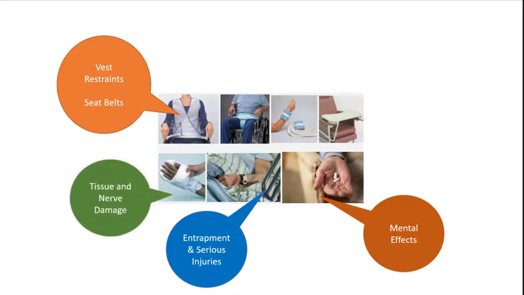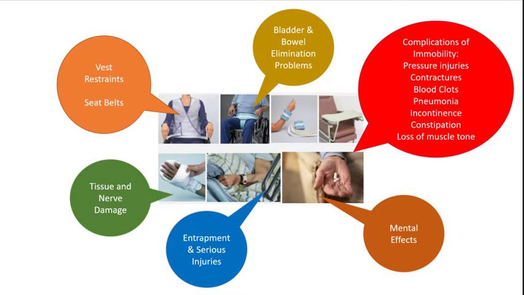A restraint that is applied too tightly can cut off the blood supply to the body part beyond the restraint, leading to tissue and nerve damage. If the person is not offered the opportunity to use the bathroom frequently enough, the person may become incontinent of urine, feces, or both. And finally, not being able to move freely puts the person at risk for pressure injuries, contractures, blood clots, pneumonia, incontinence, constipation, and loss of muscle tone and balance.